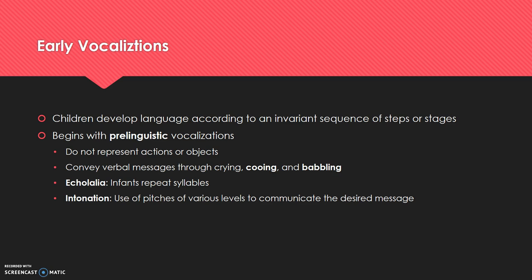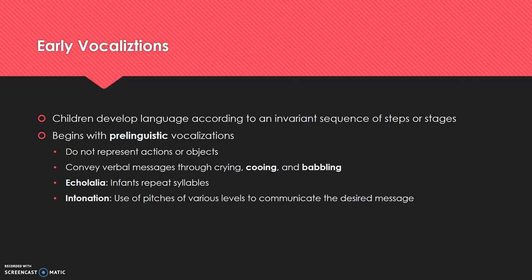Well, it begins with what are known as pre-linguistic vocalizations. Now, these don't represent objects or actions or anything. They're just simply noise, simply messages. So, obviously, infants do things like crying, but they also do what's called cooing. These are vowel-like sounds, and they might reflect feelings of happiness or excitement, something positive. Babbling is those first kinds of sounds that infants make that actually start to sound like speech. They sound like syllables. They sound like words. They're not words yet, but they're the beginnings of them.